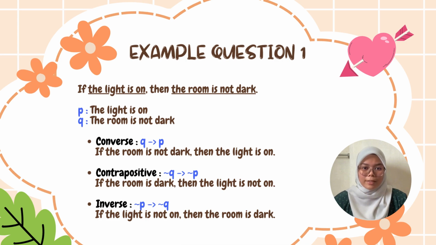So P is the light is on and Q is the room is not dark. For the converse, Q implies P: if the room is not dark, then the light is on. Contrapositive, not Q implies not P: if the room is dark, then the light is not on. Inverse, not P implies not Q: so if the light is not on, then the room is dark.